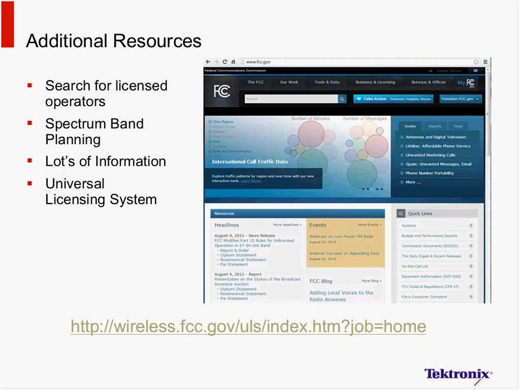Probably one of the most interesting aspects of the FCC database is the ability for us to go in and search for spectrum users in a given frequency range in a given geographical area. So if you're having trouble and you are using licensed spectrum, it's possible for us to go in and take a look around to see who might be close by to us both geographically and in frequency.